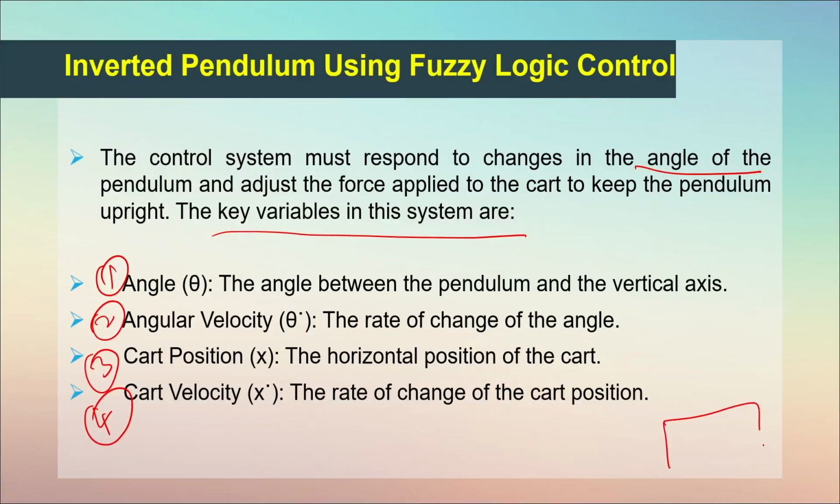What is the angular velocity? It is the rate of change of the angle. What is cart position? The horizontal position of the cart. What is cart velocity? The rate of change of position of the cart. So there is a cart for which you have a position and a velocity.